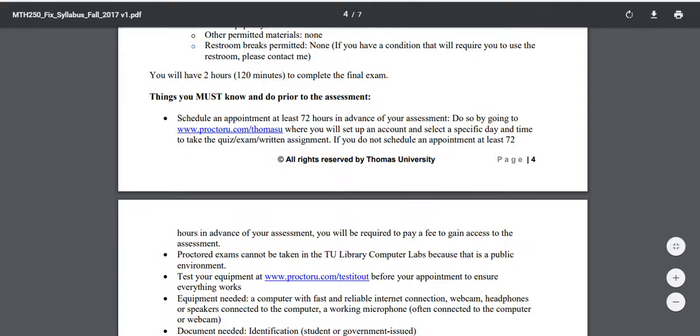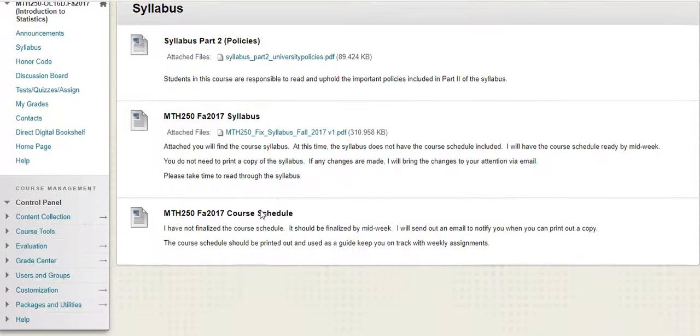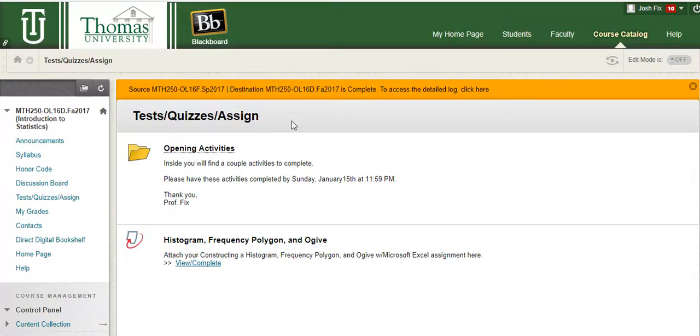Let's go back to Blackboard. And like I said, once that course schedule is ready to go, I will send out an email. So let's take a look at the test quiz assignment. The only assignment that you're going to have for this class inside of Blackboard is the opening activities. And you can see here I forgot to change the date. That'll get changed here in just a minute.